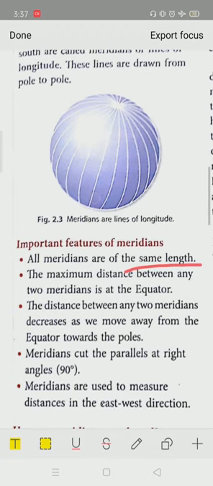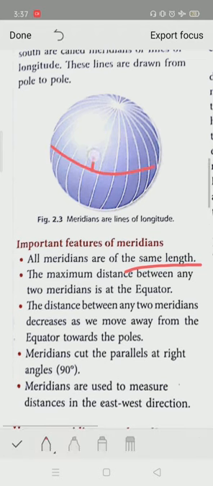The maximum distance between any two meridians is at the equator. The distance between any two meridians decreases, मतलब reduce होता रहता है, as we move away from the equator towards the poles. If this is the equator, as and when we move towards the poles, on both sides, the distance will start to reduce between the longitudes.